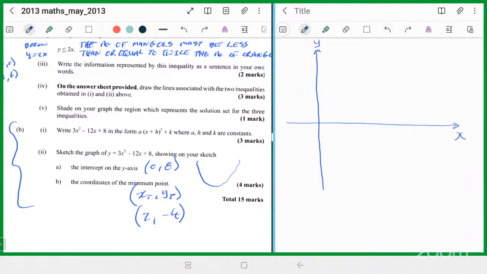The turning point has to be somewhere where the x value is positive and the y value is negative. Positive x value, negative y value, so I put it down here. The y-axis intercept has to be somewhere on the positive part of the y-axis. It turns down here and crosses up here. That's how I have to draw a smile.